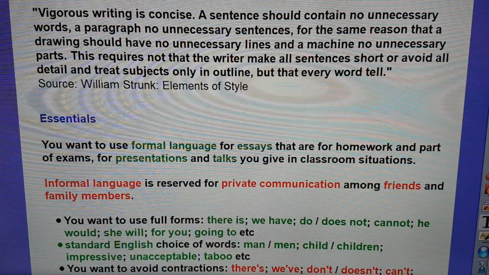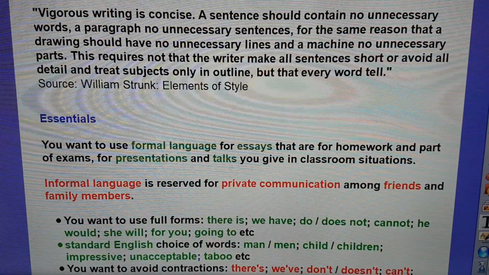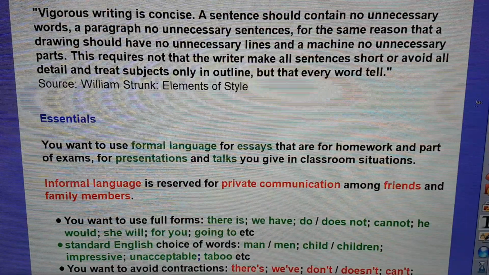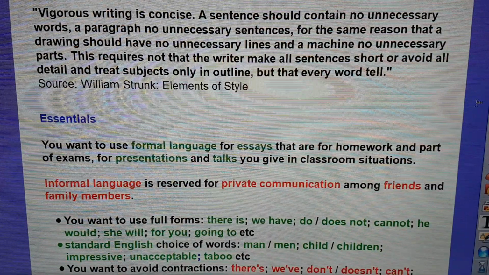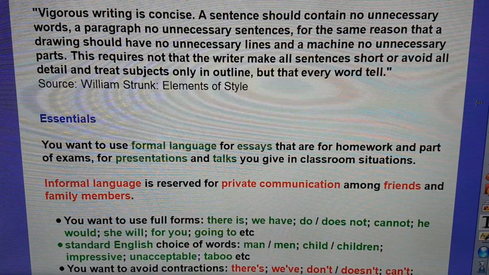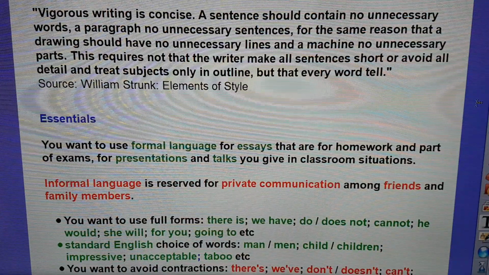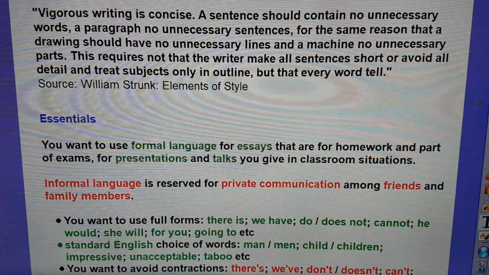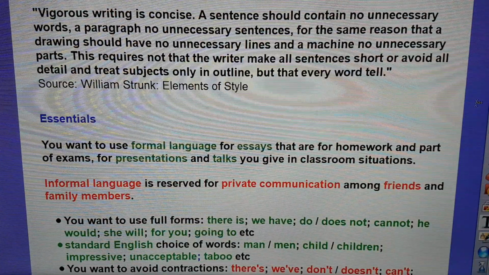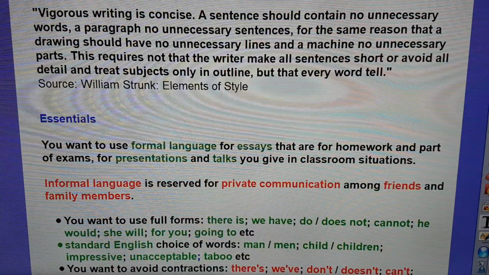Actually, William Strunk was a university professor. He taught English literature and writing. Okay? And he wrote the following passage. Vigorous writing is concise. A sentence should contain no unnecessary words, a paragraph no unnecessary sentences, for the same reason that a drawing should have no unnecessary lines and a machine no unnecessary parts.